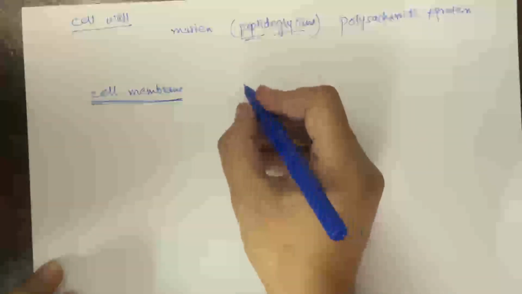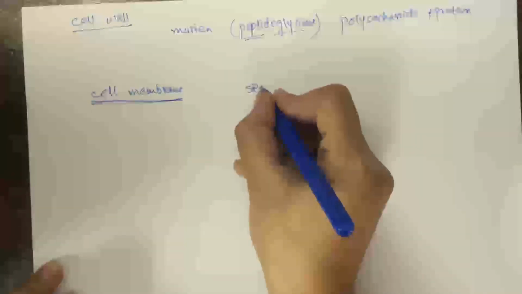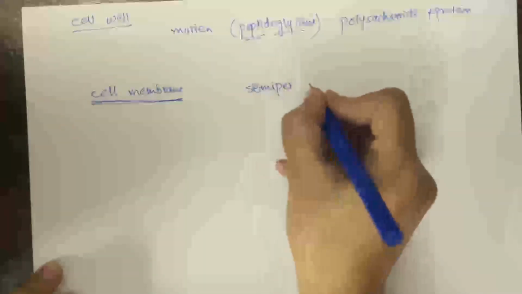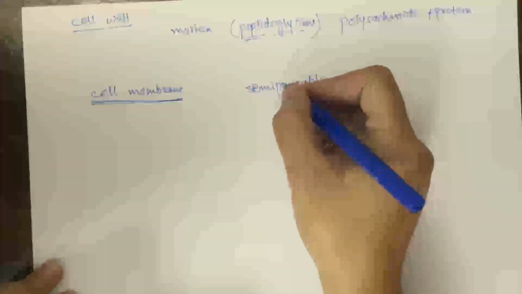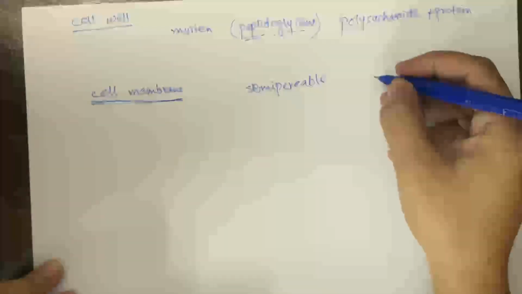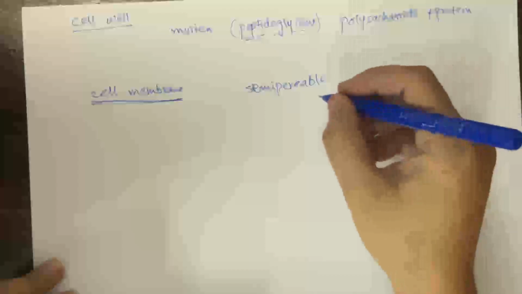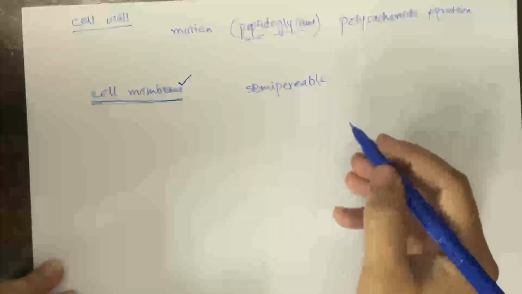But this cell membrane has semi-permeability for the passage of most molecules. Whether a molecule is permissible or not from each cell is decided by the cell membrane.